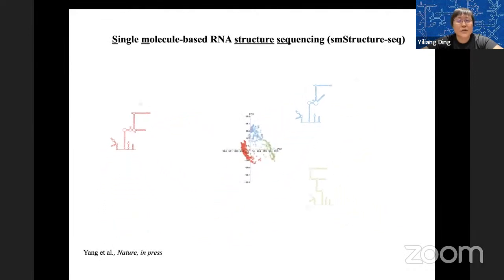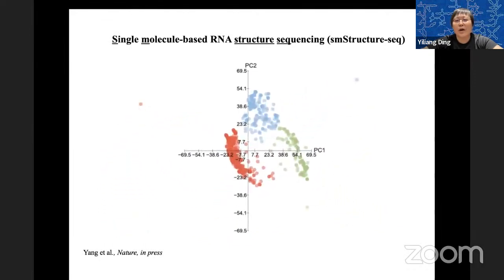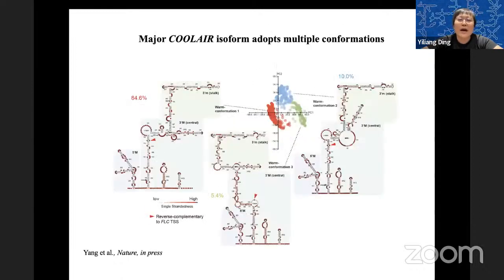Using this method, we can capture almost all the in vivo RNA structure conformations for this single isoform. Then, based on structure similarity, we can cluster these structures into different groups. For this major COOLAIR isoform, we can cluster into three major RNA conformation clusters. These are the representative conformations: one is about 85% of the RNA population, another 10%, and the last 5%.